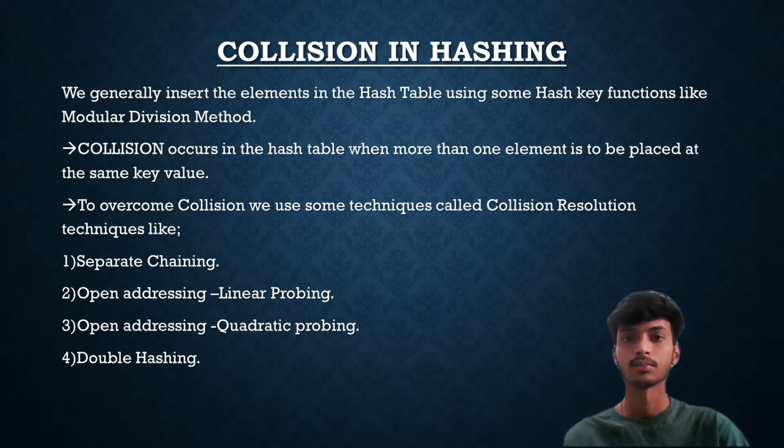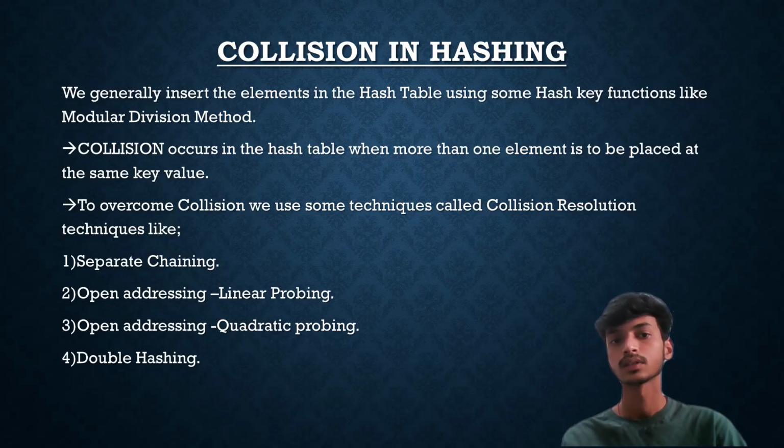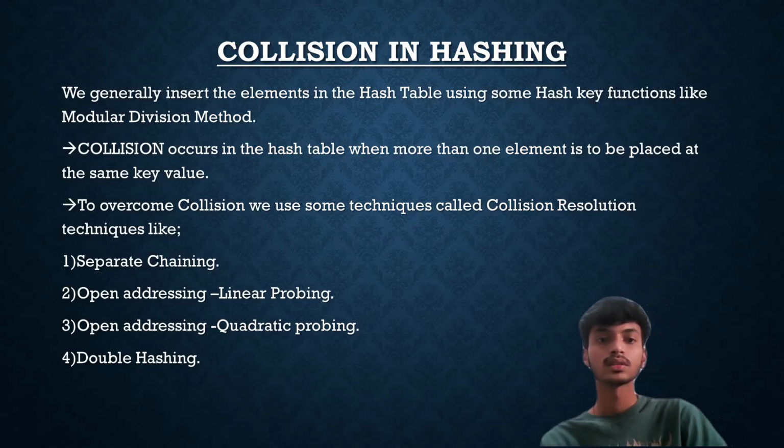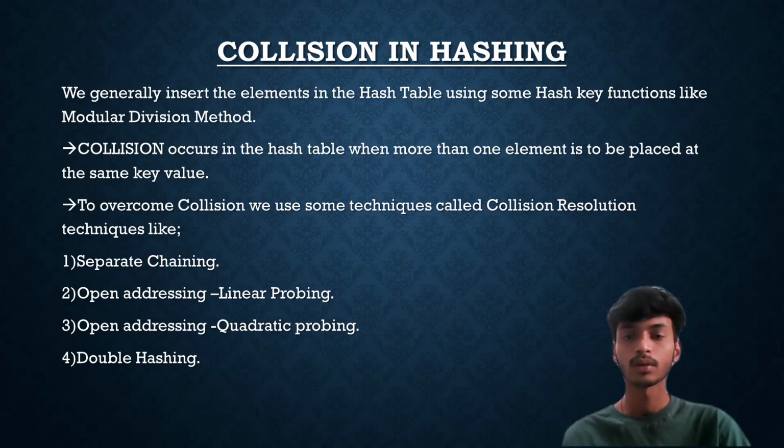First, let us understand the process of a hash table. In a hash table we store elements, which are called records, and the indexes are called keys. Collision occurs when the modular division method returns a value, the key value at which we have to place the record, and more than one value is to be placed at the same key value. We cannot place more than one in the same key value. So this phenomenon is called collision.